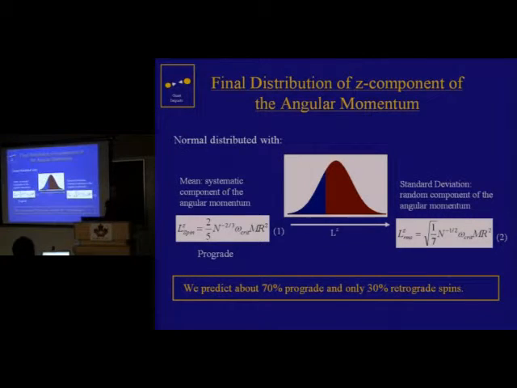So if you look at the spin distribution, or the distribution of the angular momentum, you have a mean that's given by the prograde part, and then you have a standard deviation given by the random part from just the random direction of the giant impacts. And so for 20 or so giant impacts, you'd expect around 70% of all terrestrial planets to be prograde and 30% to have retrograde spins. So there is a signature left and a preference for prograde rotation.